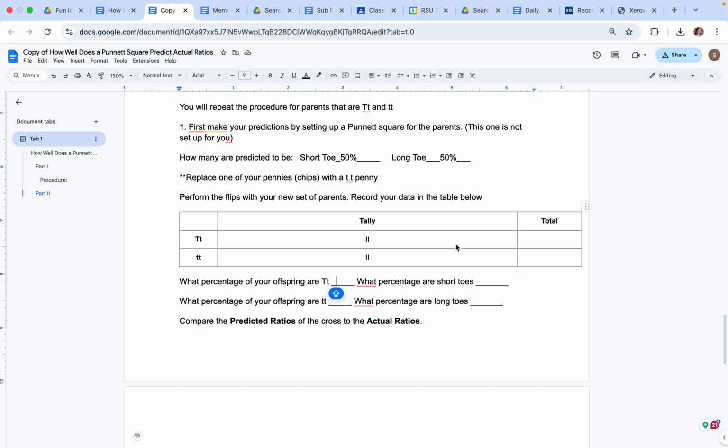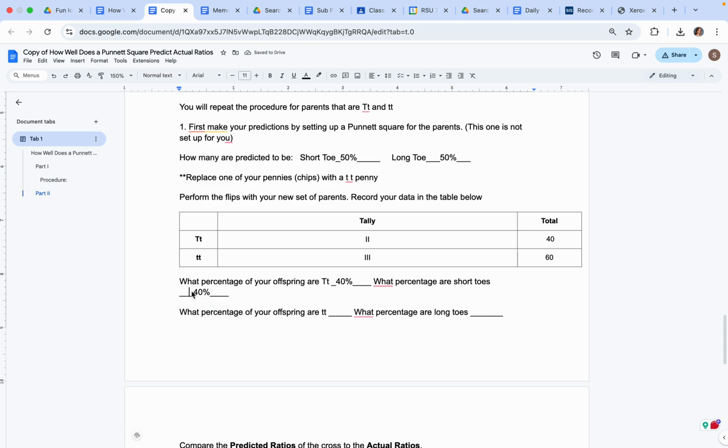I'm going to do a couple more just so I have some numbers to go off of. All right, so let's say I got lowercase t. So I'm going to say I got 60 that are this, and 40 that were heterozygotes. So if I did 100, let's pretend that's what I got. What percentage of your offspring were big T, little t? That would be 40% because out of 100. What percentage are short toes? Well, that's the genotype that makes short toes. This genotype makes long toes. So again, 40%.